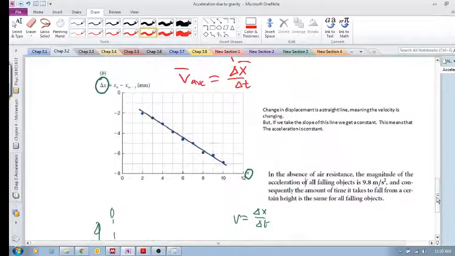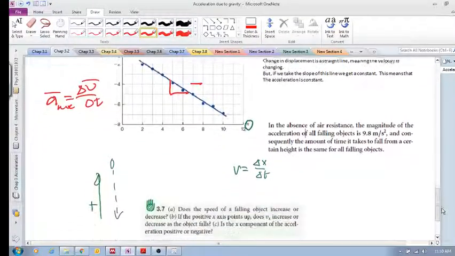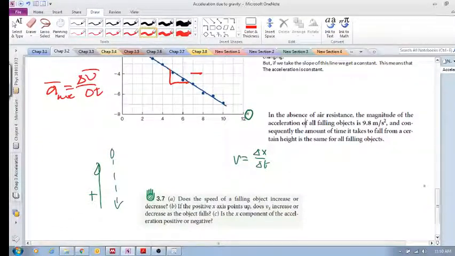Then what's going to happen with the acceleration? Well, we know that acceleration is delta v over delta t, average acceleration. So we're going to have a negative slope there. Okay. So I think that's good enough. Let's see what we'll do in the next video. Perhaps we'll do a problem.